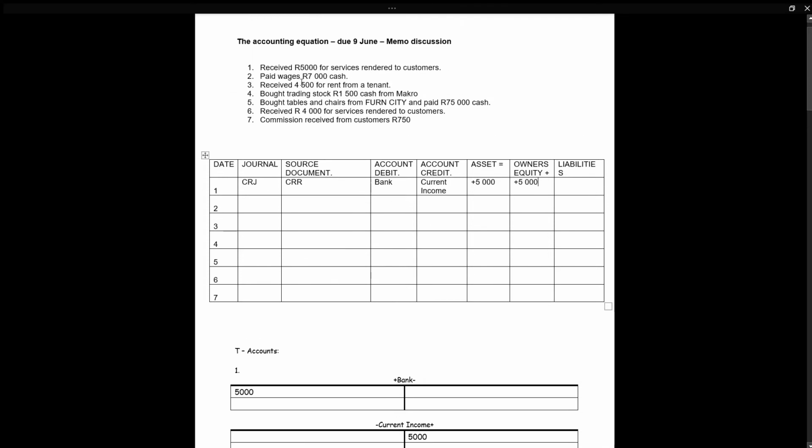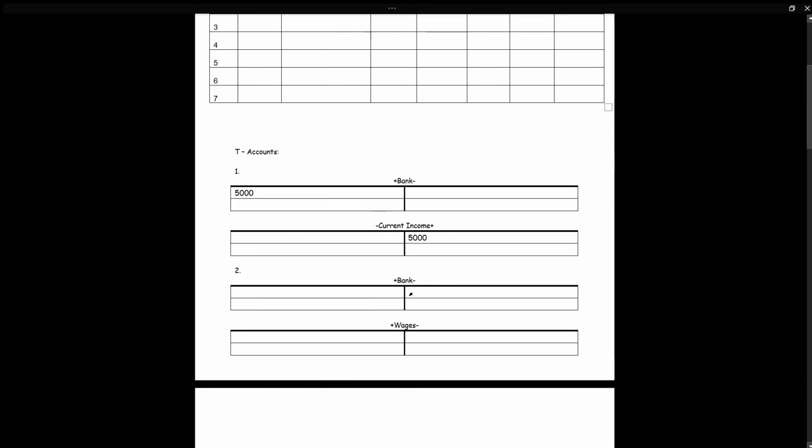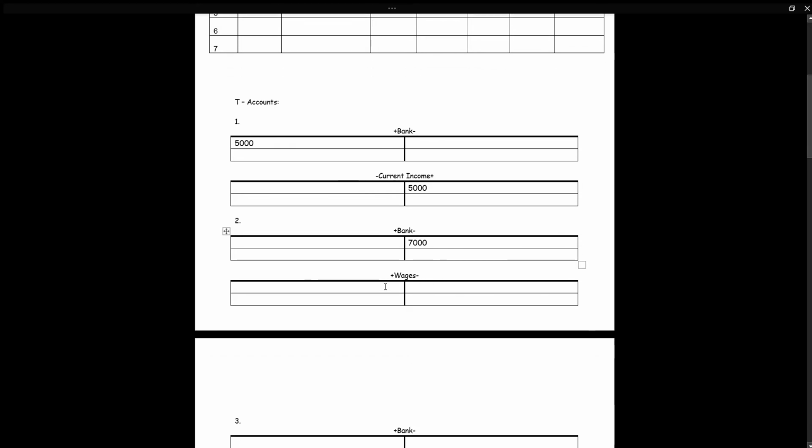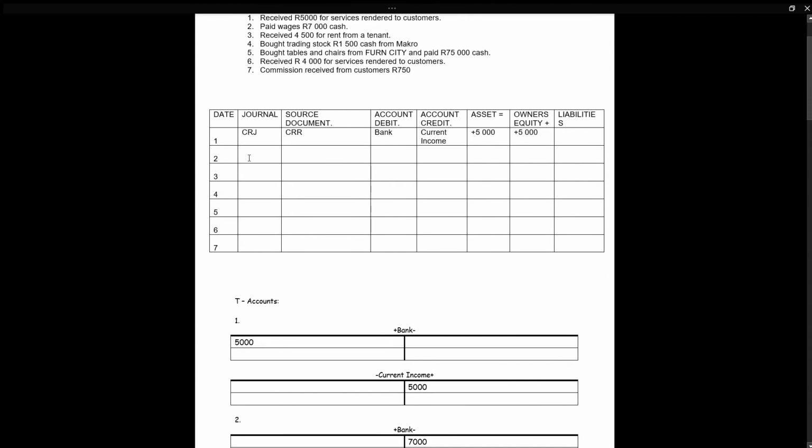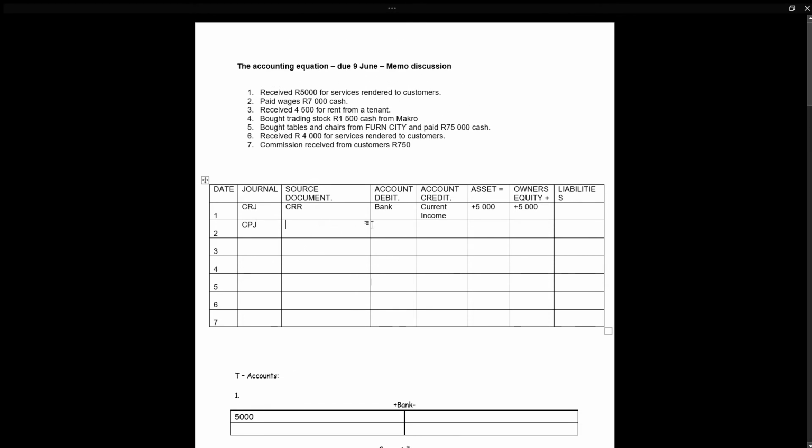Right, paid wages of 7,000 Rand. Right, so your bank will decrease because you are taking money out of your bank account to pay for wages. Your wages is an expense account and expenses increase in the debit side. Right, so we are paying money, so the journal will be cash payment journal. The source document for this will normally be a check counterfoil.